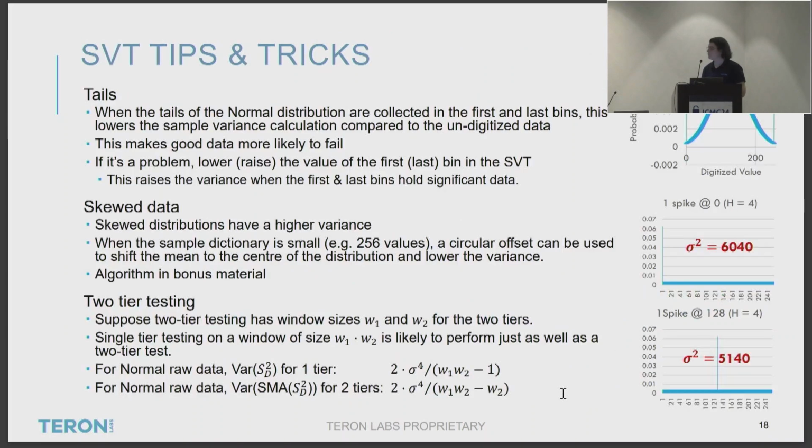So just to finish off, a few things that I didn't really have time to go into in detail in this talk, but I wanted to bring to your attention in case you're implementing this. If your distribution has significant tails that end up in the first and last bins when you digitise this data, this is going to affect the sample variance. It will make the sample variance lower because in the undigitised distribution, these tails would have gone out the sides here and been a lot further from the mean, and that would have increased the sample variance.